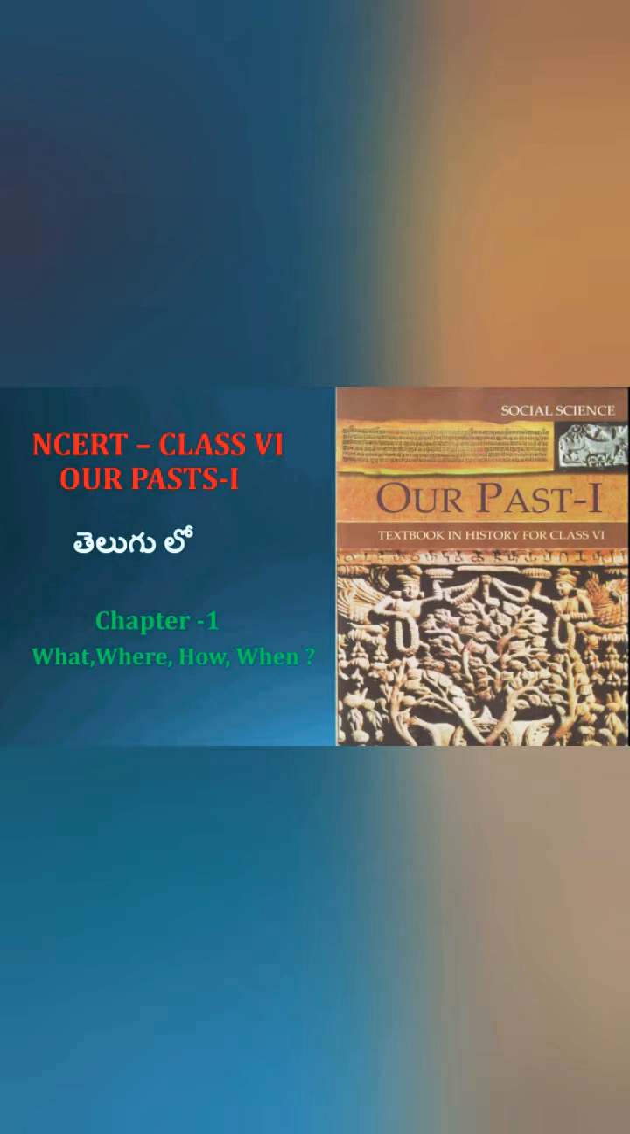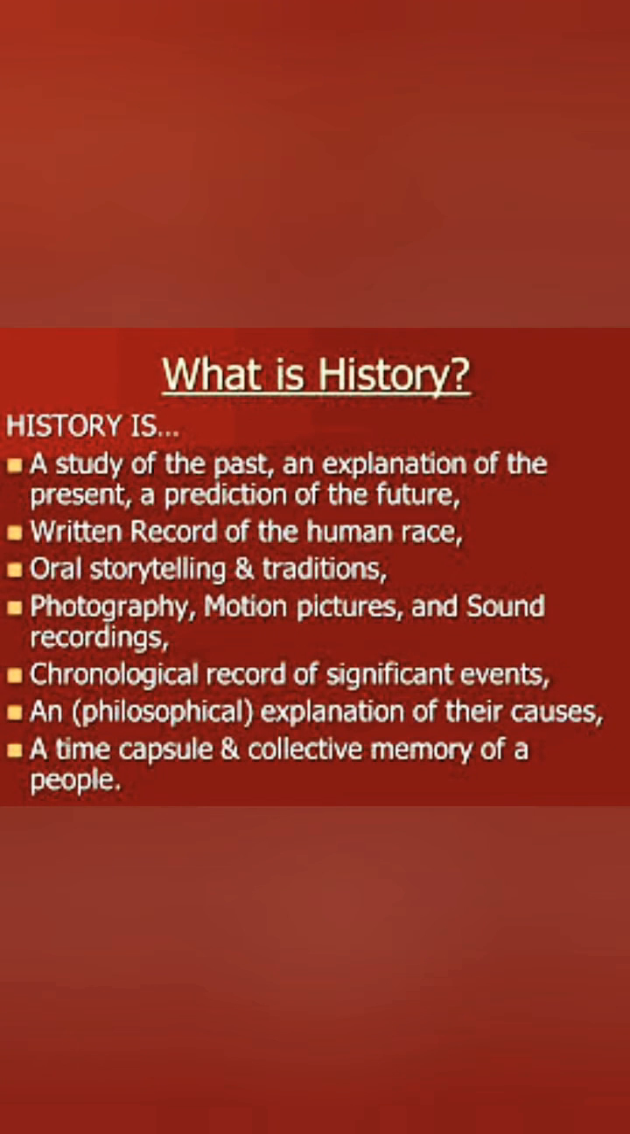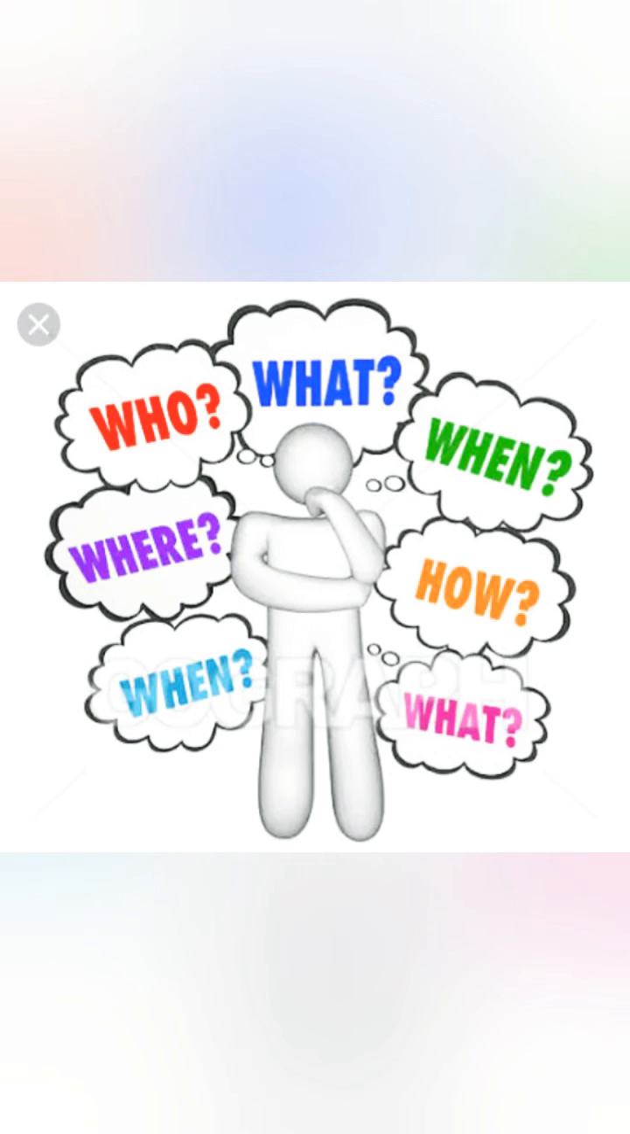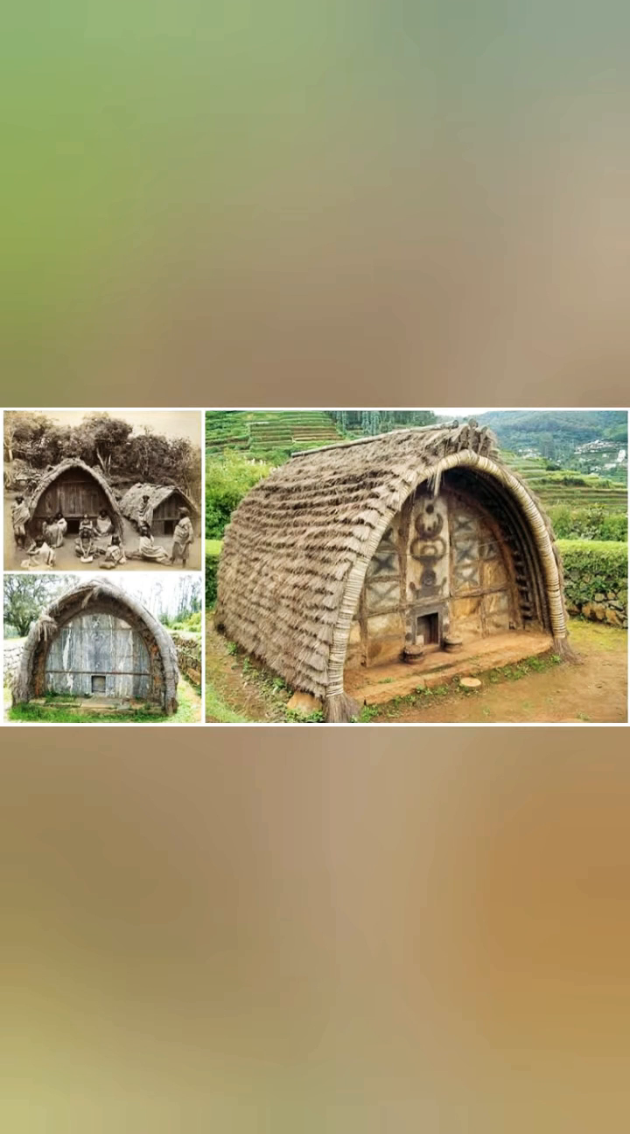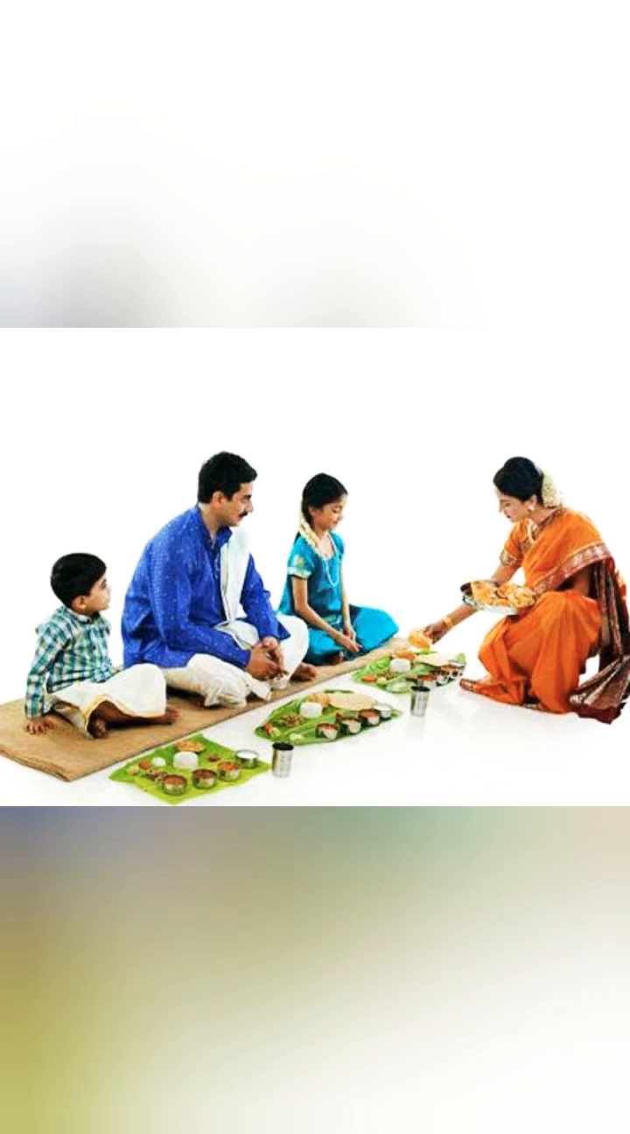Let me start by defining what is history. It is the study of the past. In history, whatever we study is basically the changes that take place with time. As the topic begins with what, let me start with what. When we say what, we focus on what kinds of clothes we wear, what kind of houses there are, what kind of food is available. So all these come under the question what that we study under history.